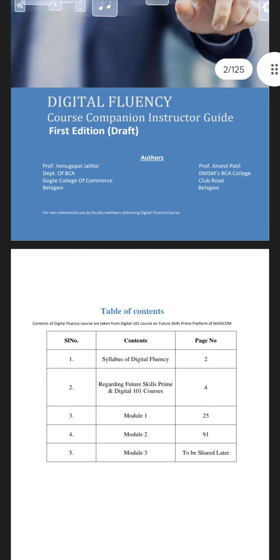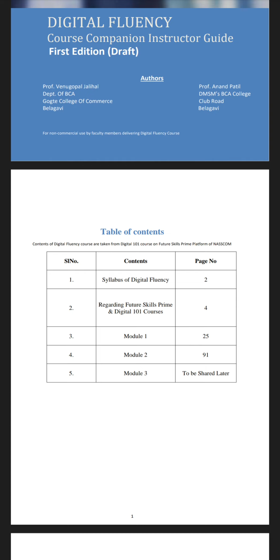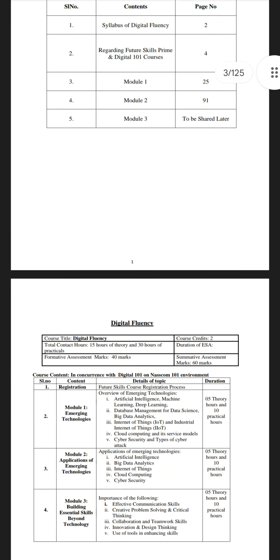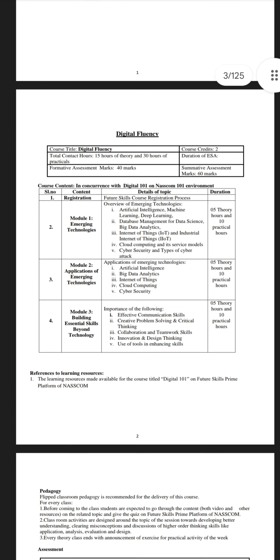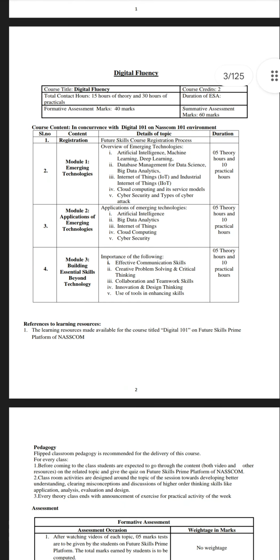Okay, so what exactly this table of contents is: the syllabus of digital fluency and regarding the Future Skills Prime and Digital 101 course, and accordingly we have Module 1, Module 2, Module 3, and these are the table of contents. Okay, then let us start here. Digital fluency, what exactly the syllabus consists of. The syllabus format is on the screen over here.